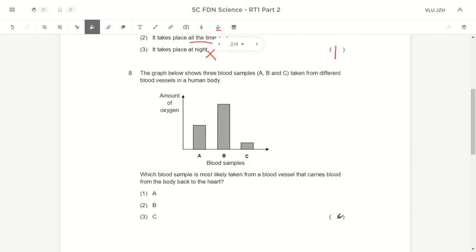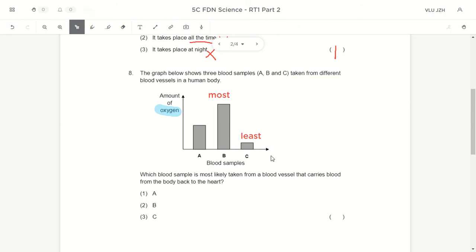The graph below shows 3 blood samples A, B, C from 3 different blood vessels, and here we are talking about the amount of oxygen. So B is the most, C is the least. So let's write this down. B is the most, while C is the least amount of oxygen. So with that, once you know that, let's go and see the question.